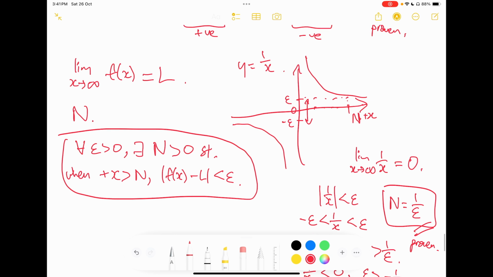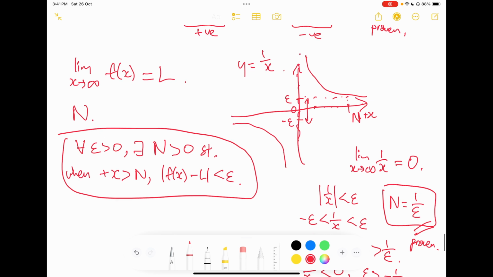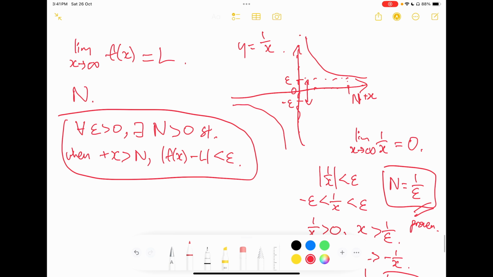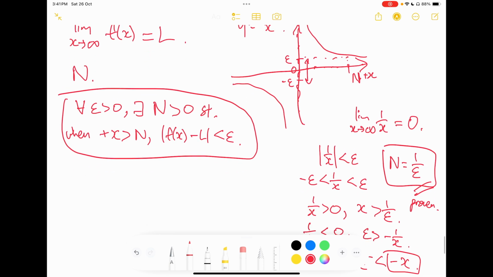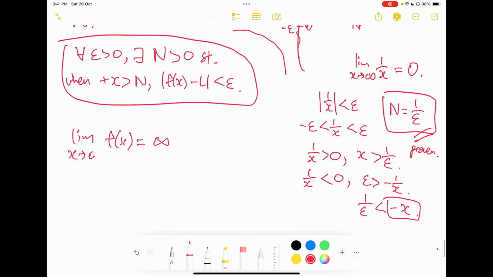Another thing we can look at is the vertical asymptote, right? And this would be the infinite limit. So limit as x approaches some value c of f(x) is equal to infinity. All right, so because I want the function to be nice and neat, I'm going to use 1 over x squared instead. So you can definitively say it goes to positive infinity.